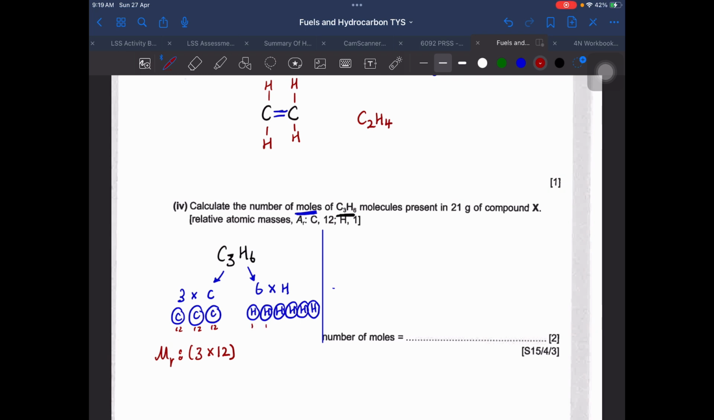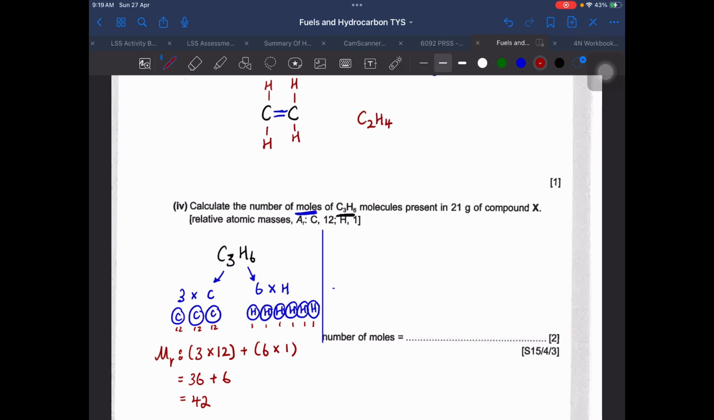Then there's 6 of the hydrogen, whereby each of the hydrogen is a 1. So you add it up with 6 of the hydrogen. Now do it slowly, because this is 1 whole mark. Don't waste the mark away. Then this will give you 36 plus 6, and then there will be 42. So do show your working so that people know what's going on.